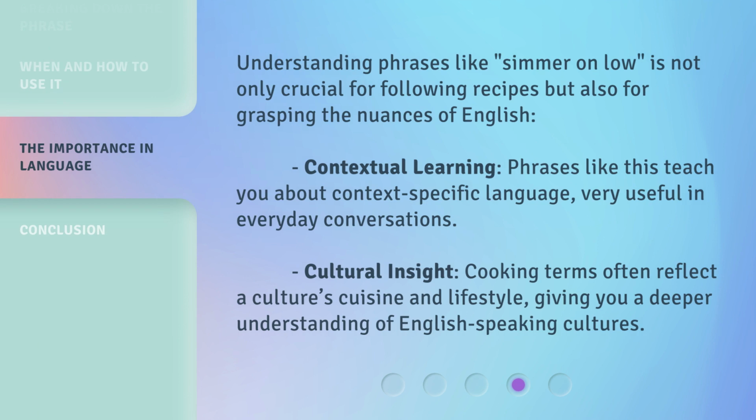Understanding phrases like "simmer on low" is not only crucial for following recipes but also for grasping the nuances of English. Contextual learning. Phrases like this teach you about context-specific language, very useful in everyday conversations. Cultural insight. Cooking terms often reflect a culture's cuisine and lifestyle, giving you a deeper understanding of English-speaking cultures.